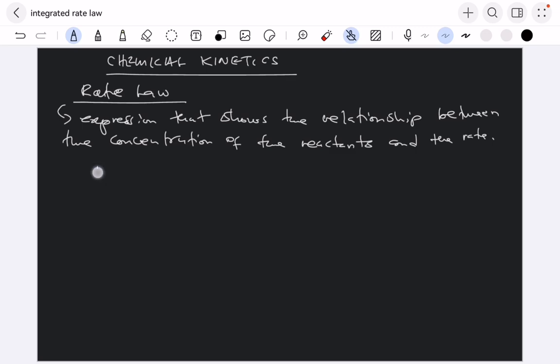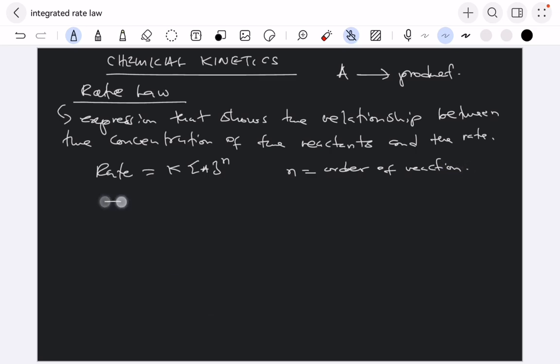It's given by the expression rate equals k[A]^n, provided that this is the reaction, where we know that n represents the order of reaction. Now, without wasting much of your time, I want us to look at the types of rate law.